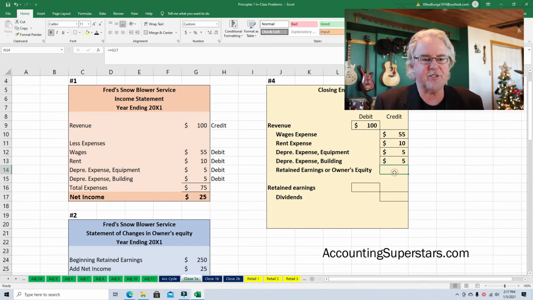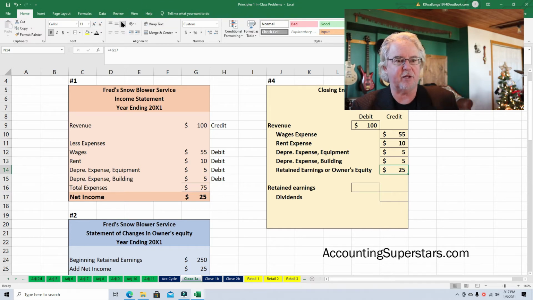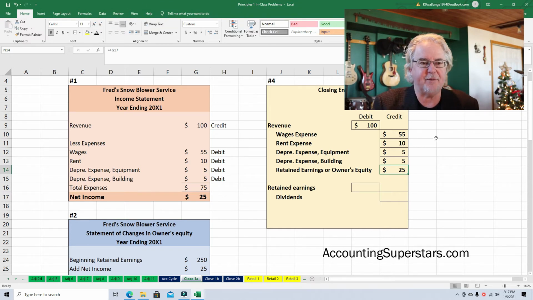So what you got to do is fill that in to whatever it's going to take to make it balance. And in this case here, it's going to be $25. So now, if you add up 55 and 10 and 5 and 5 and 25, you're going to get 100. So it balances right there.